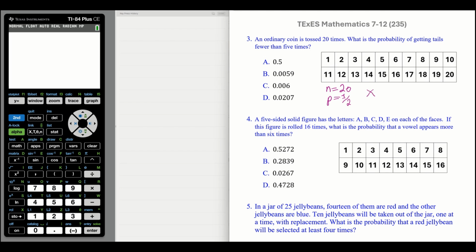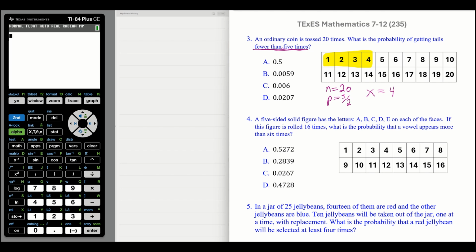So we need to analyze what our x is. We say fewer than 5 times. Fewer than 5 times, we're not including 5. So we need everything below 5. This means that x is 4.